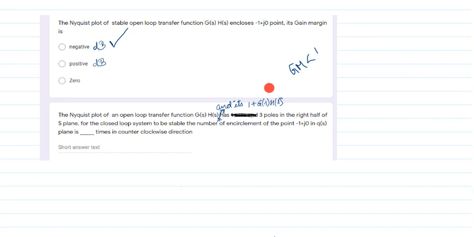Okay, how many poles are in the right half of the s plane? 3 poles. So P is equal to 3. And I have said that the closed loop system should be stable, right? For that, how many encirclements should happen? N is equal to P. So 3 times it should encircle. So the answer is 3.